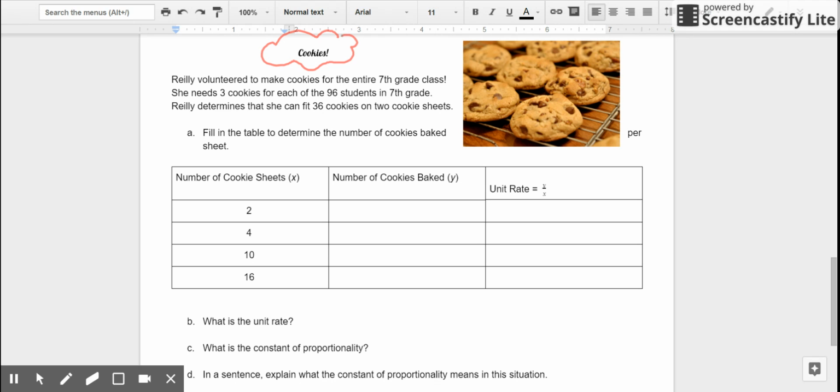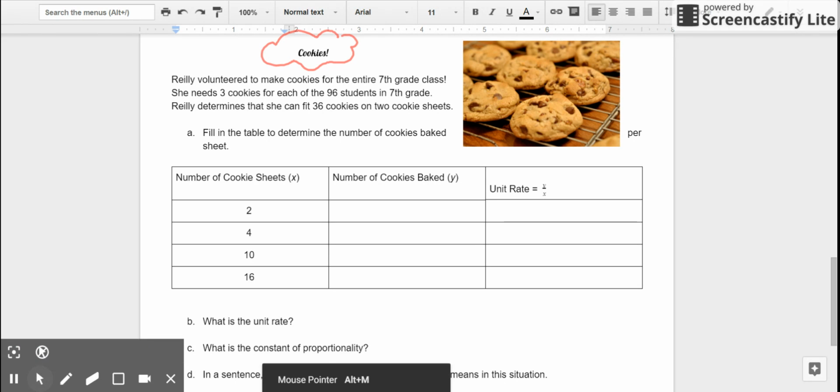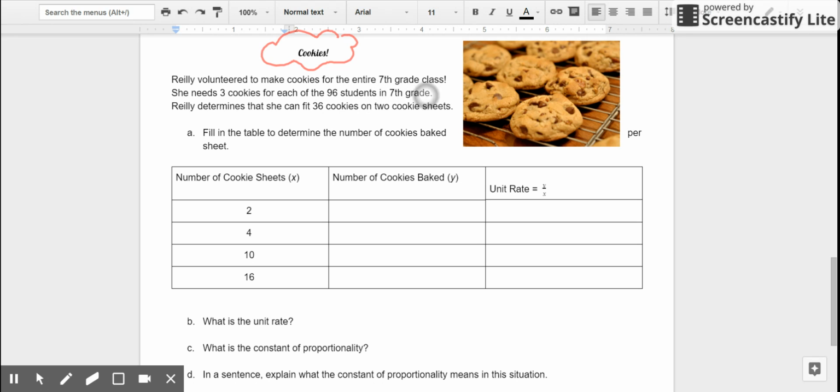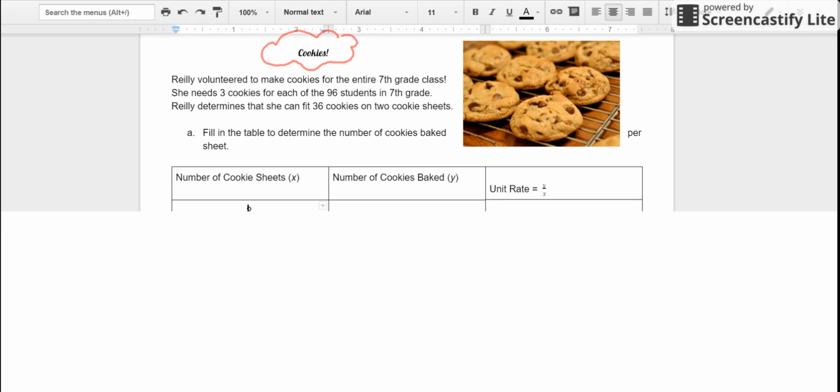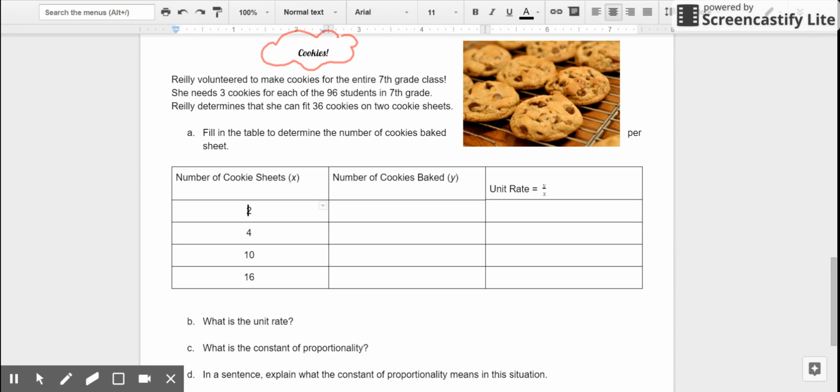Cookies. Riley volunteered to make cookies for the entire 7th grade class. She needs 3 cookies for each of the 96 students in 7th grade. Riley determines that she can fit 36 cookies on 2 cookie sheets. Part A, fill in the table to determine the number of cookies baked per sheet. Sorry, the word per is over here.